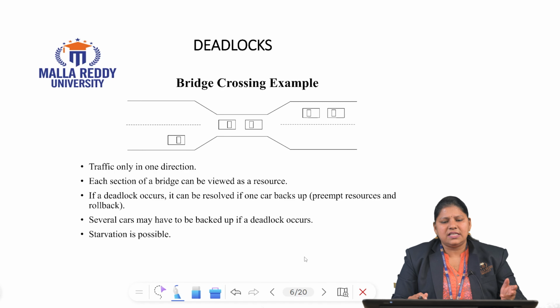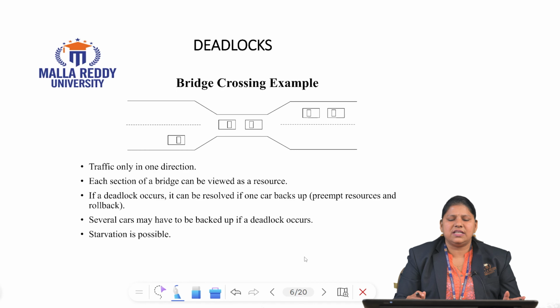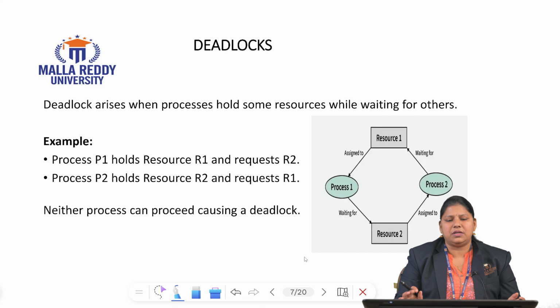So we will consider a general example, the bridge crossing example, for deadlocks. Suppose traffic is in only one direction. Each section of a bridge can be viewed as a resource. If a deadlock occurs, it can be resolved if one car backs up. Several cars may have to back up in a deadlock situation. If deadlock occurs, starvation is also possible.